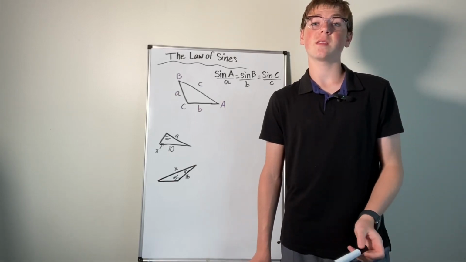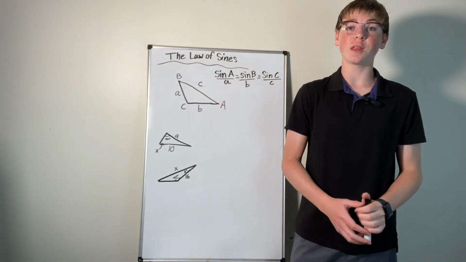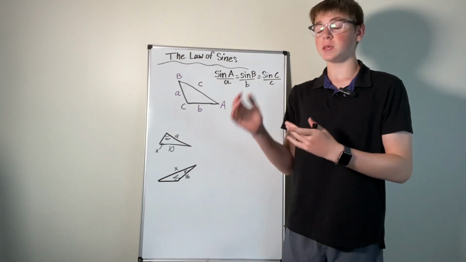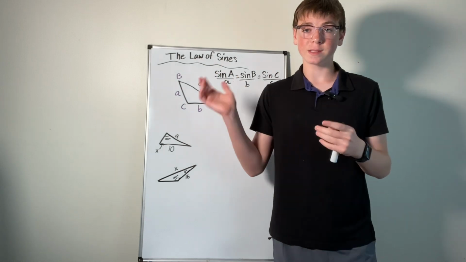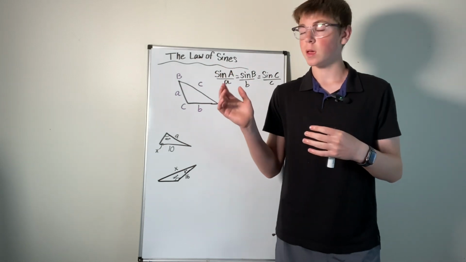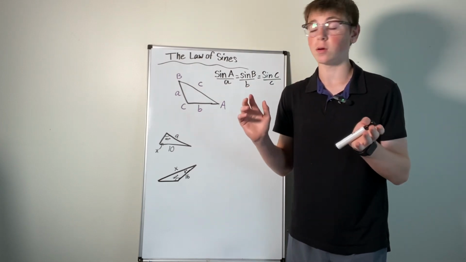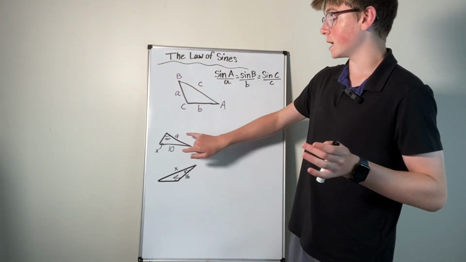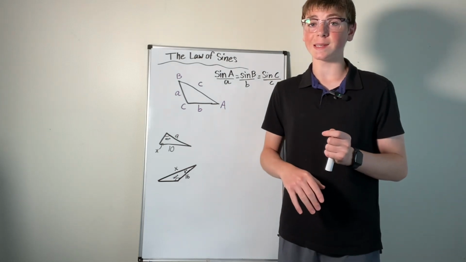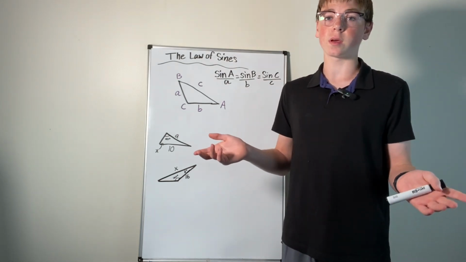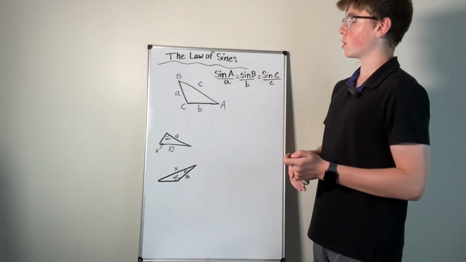I am Xavier Smith, and today I'm going to explain the law of sines to you. So the law of sines will be used when you have to find a side or an angle in a triangle that is not a right triangle. So if you have two sides and an angle, or two angles and a side, you can find out the rest of the triangle and get whatever you're looking for. So let's start with it.